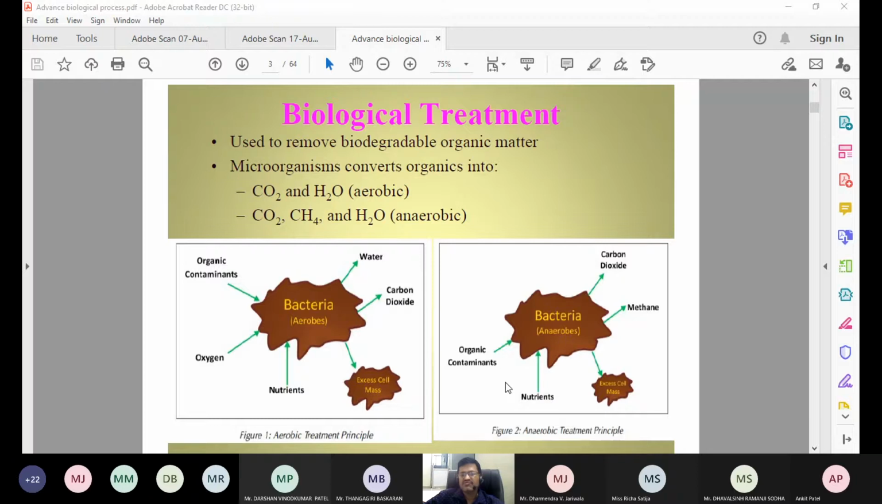Many of you are from the chemistry background, and some are from civil engineering, some from chemical, and some from other backgrounds also. So there is a mixture of participants.